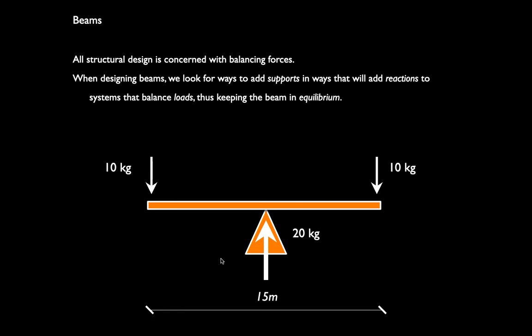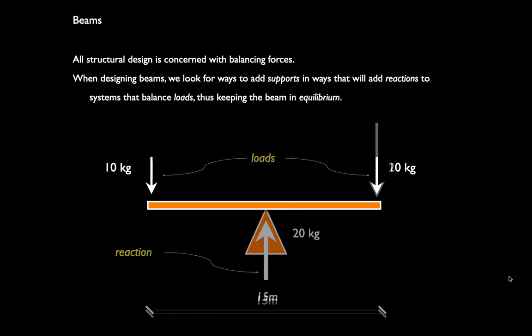It's not that they're just balanced in the vertical direction. It's also that they're balanced rotationally. One is going clockwise, one is going counterclockwise. These are what we call loads, right? Those are the loads that we're putting onto the seesaw. And this, the force in the fulcrum, is going to be what we call the reaction.